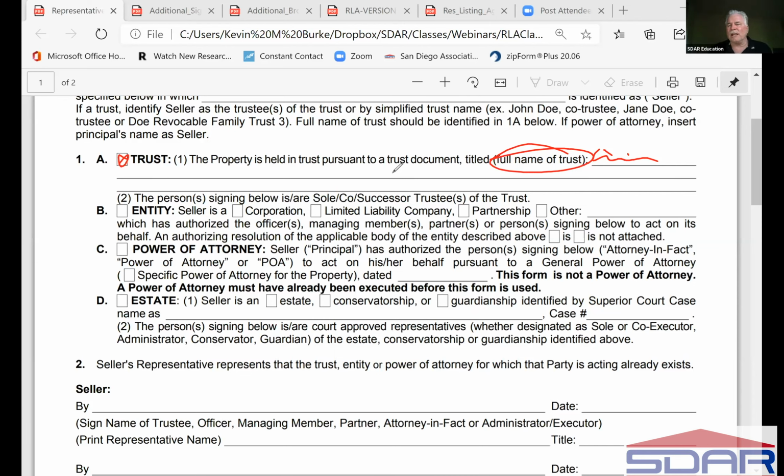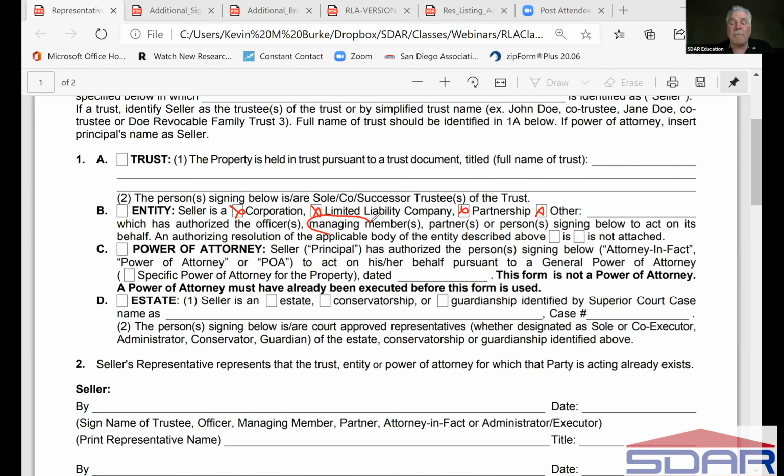Most trusts, like I have a Kevin M. Burke trust dated X something or other. It's about 20 years old, and my property goes in and out of it, stuff like that. But I need the full name of the legal entity that owns the property. If it is, and the person signing below is or are sole co-trustees, whatever. Number 2, entity. So what are my entities? Most of these, right? It's either going to be a corporation, or an LLC, which is a limited liability company, or a partnership, or if it's some other strange thing, you're going to put that in there. Who is authorized: the officers, managing members, whatever.